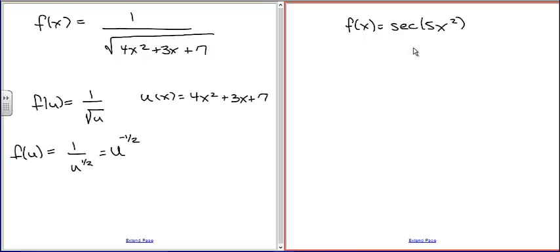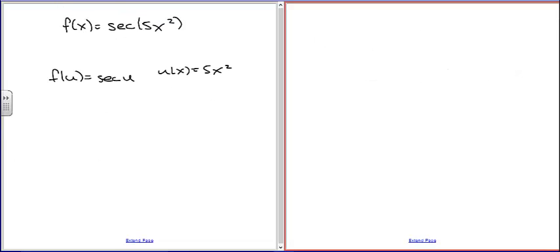Okay, the argument of the trig function is 5x squared. F of u equals the secant u. Now I came up with the derivative of the secant the other day using the quotient rule. This one is a combination of product rule and the chain rule.